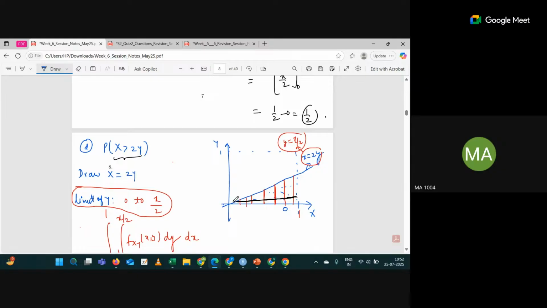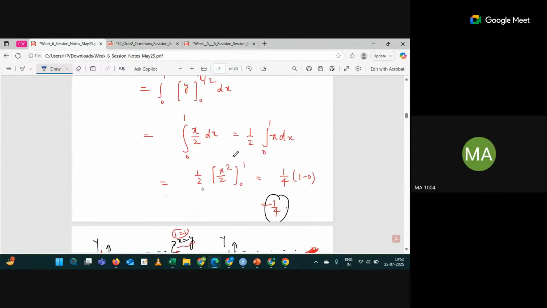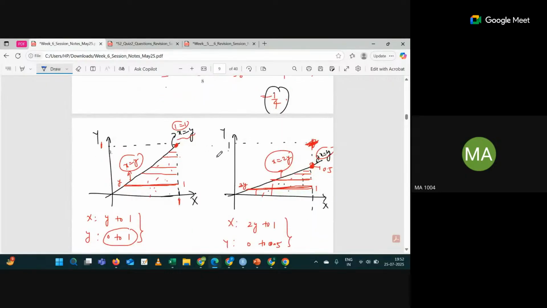If you want to draw the limit of x, it will be 2y to 1. Because if you draw a line parallel to the x-axis, it is going from here to here. You can see the direction of my pencil. This is 2y to 1. Understood? Not 1, sir, 1 by 2, no, sir. Oh, sorry, yeah, 1 by 2, not 1.